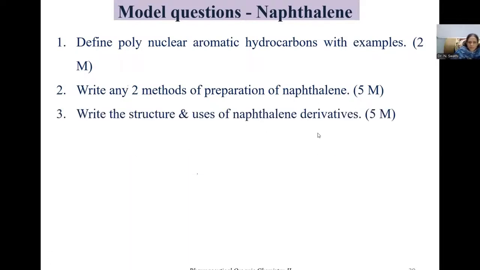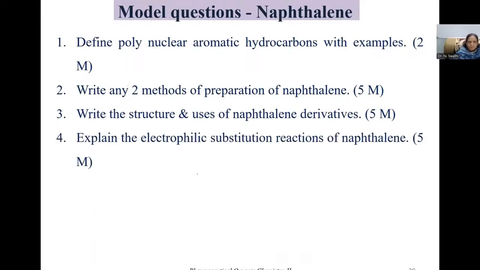Write the structure and uses of naphthalene derivatives. As I mentioned earlier, this is also important. You may get it as a 2 marks question also: write the structure and uses of naphthalene, or the structure and uses of naphthalene derivatives. Where I mentioned naphthaquinone and others, that is 1-amino, 2-amino, alpha-naphthol, beta-naphthol, all these are derivatives of naphthalene. So altogether you can write for 5 marks.